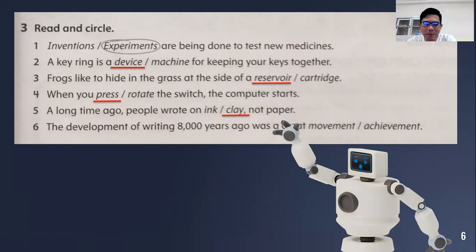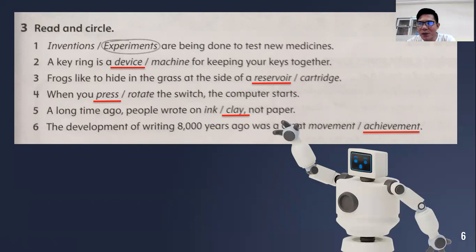And last number, the development of writing 8,000 years ago was a great movement, achievement. What's your answer? Correct answer is achievement. And that's it.